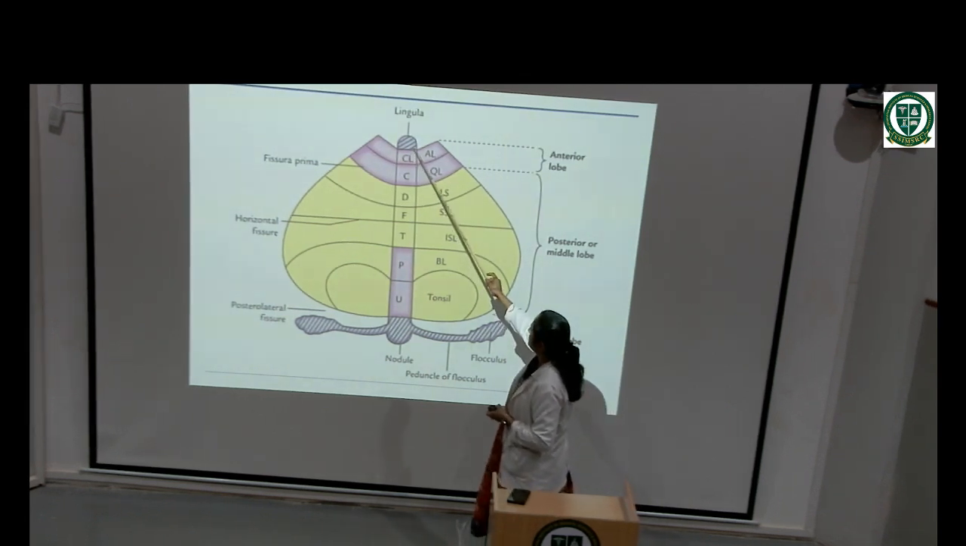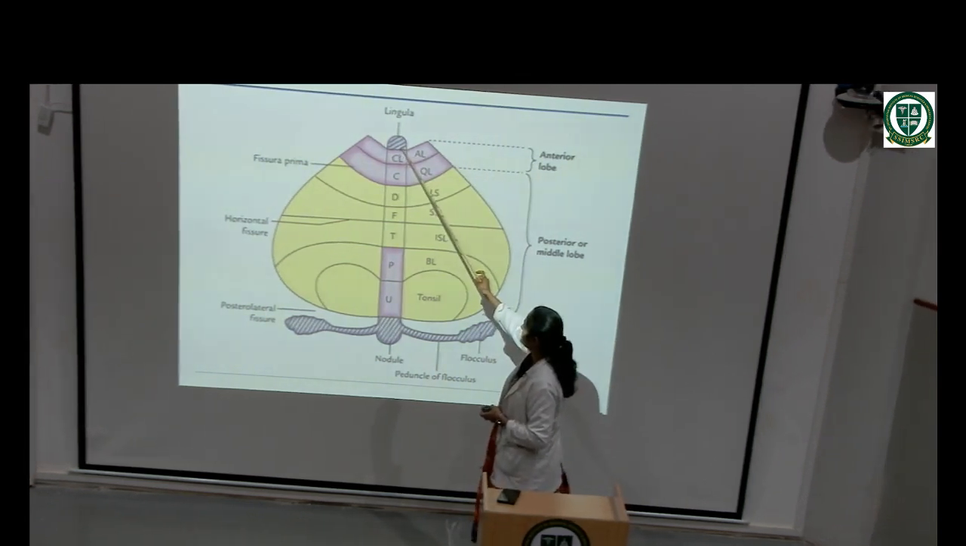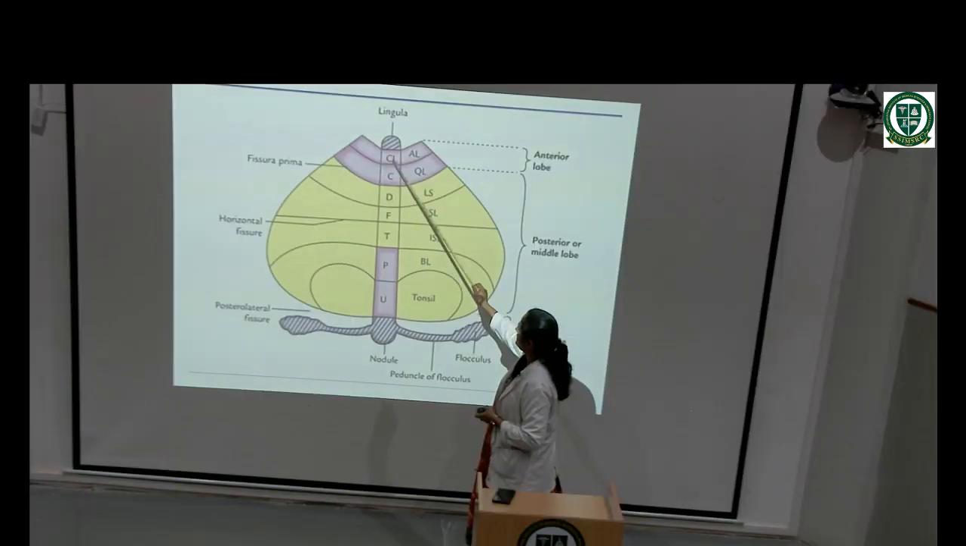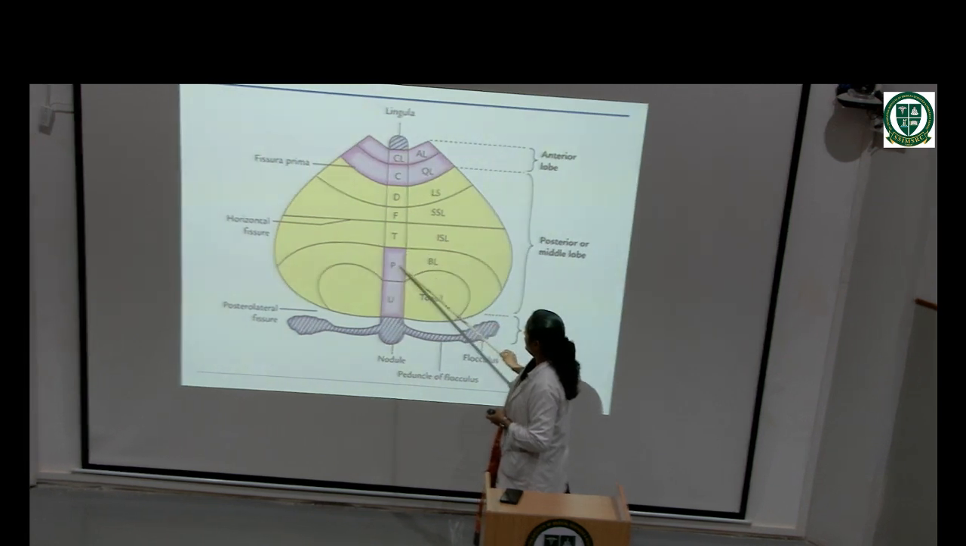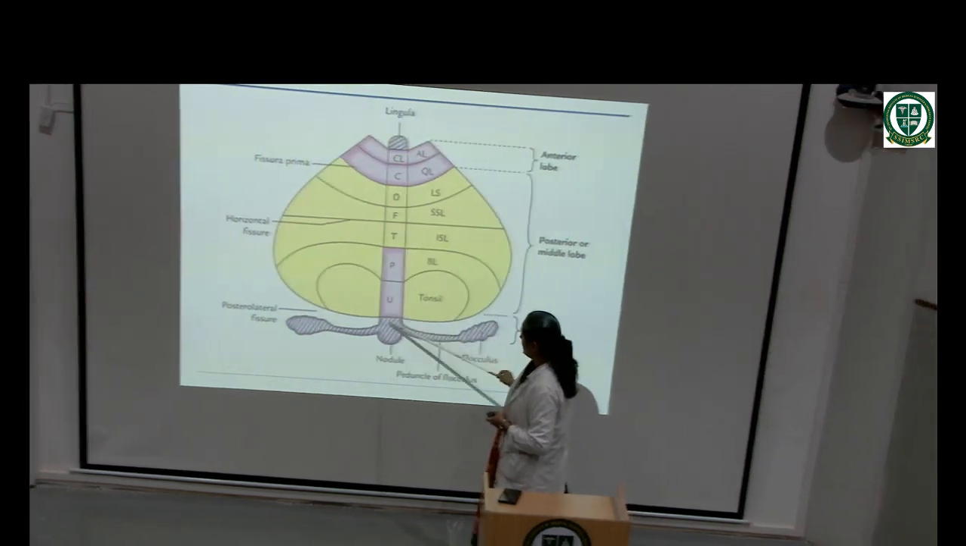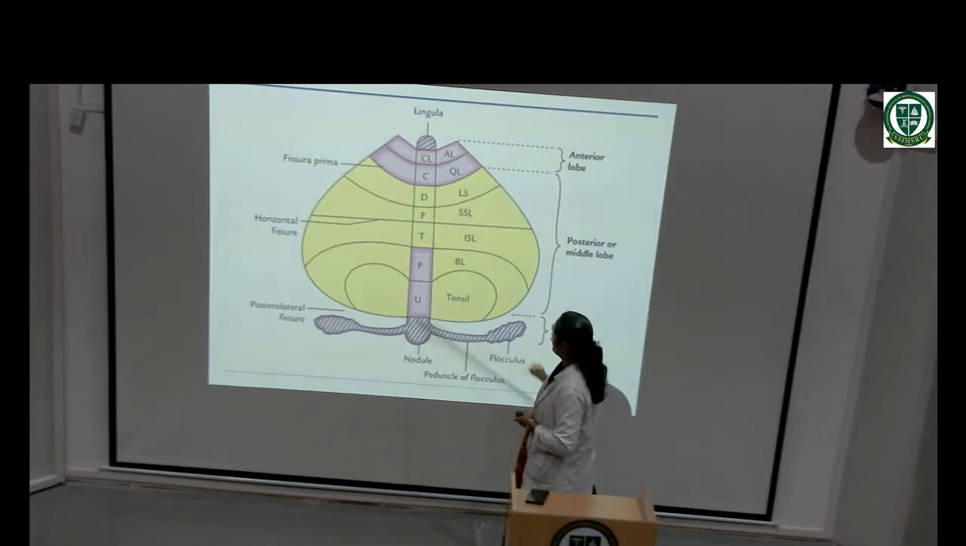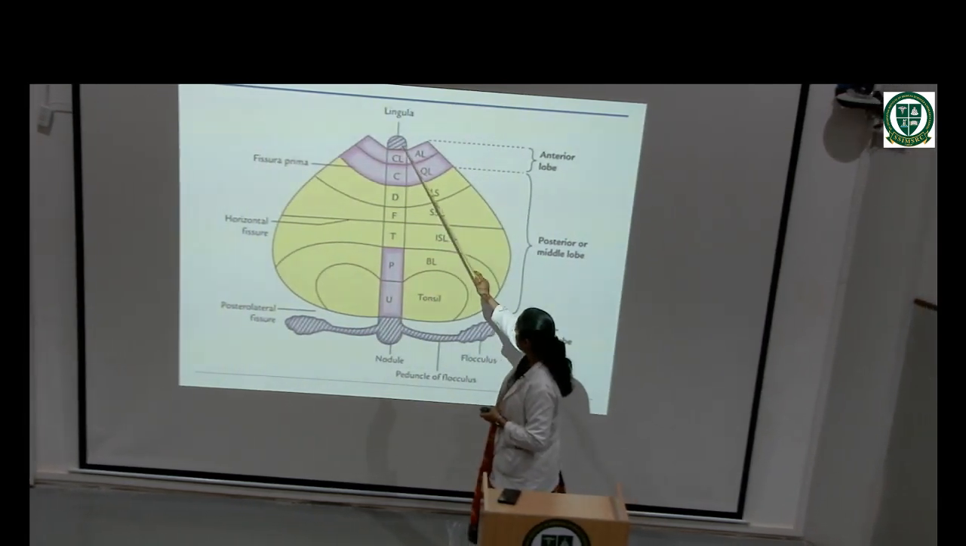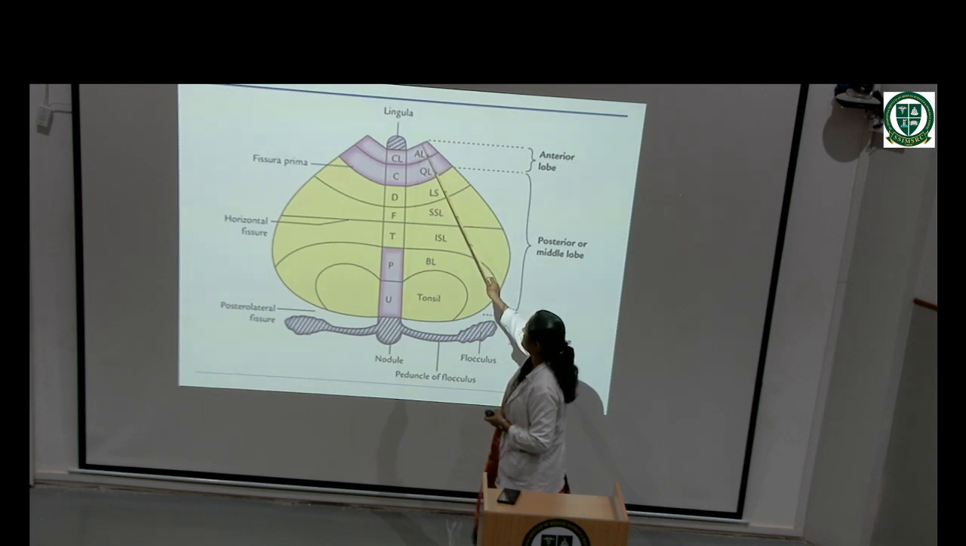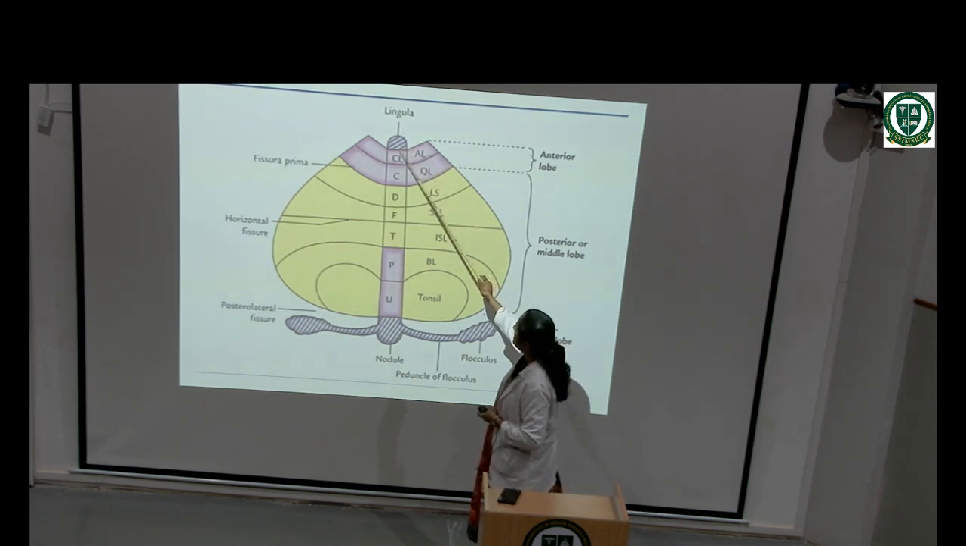Seeing the vermis from above downward, this is the lingula, central lobule, culmen, declive, folium, tuber, pyramid and uvula, and this is the nodule here. Now, the corresponding counterparts of the vermis on the cerebellar hemispheres are as follows. Lingula does not have any lateral extension.